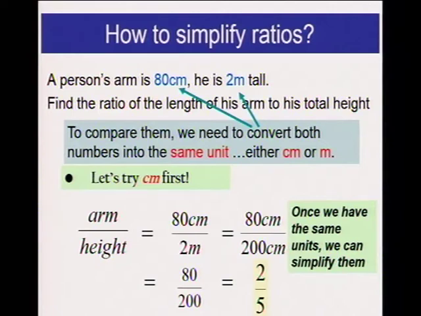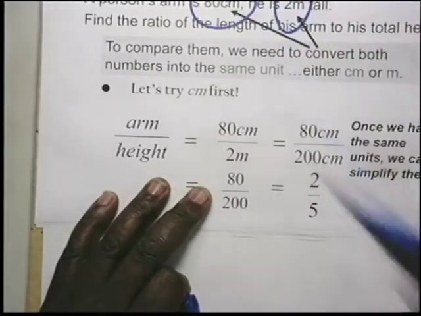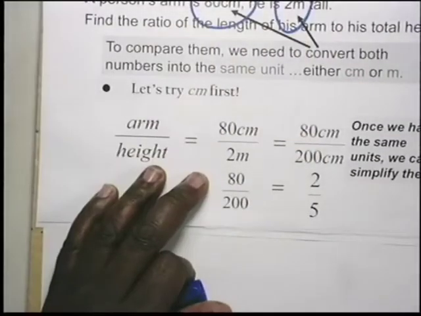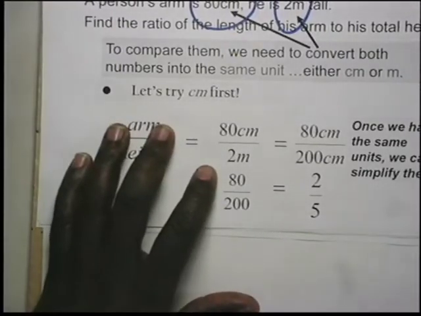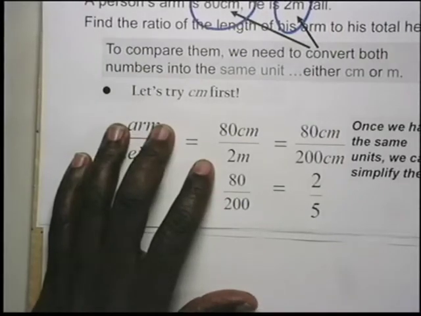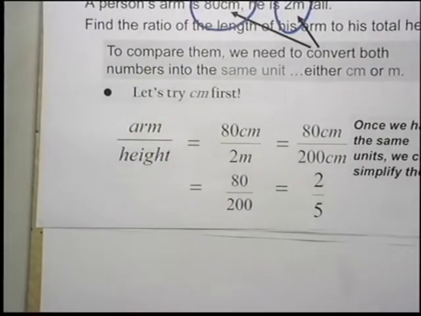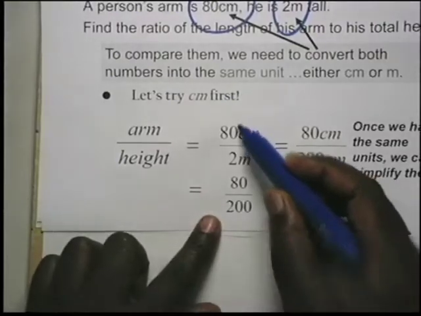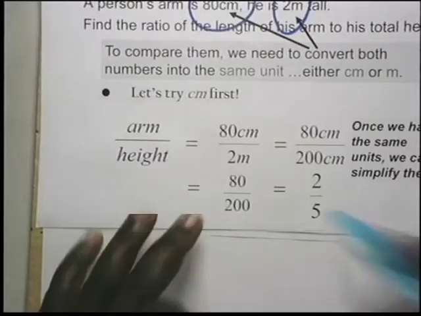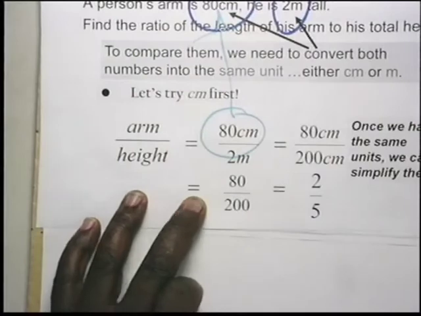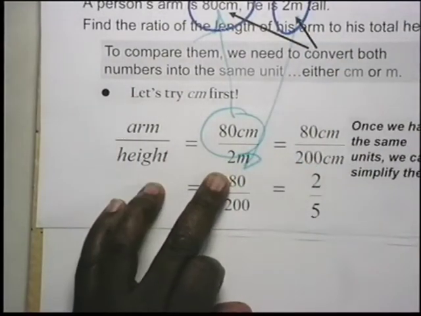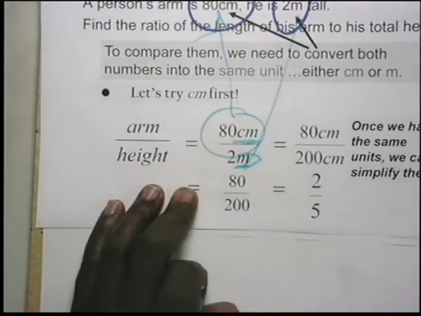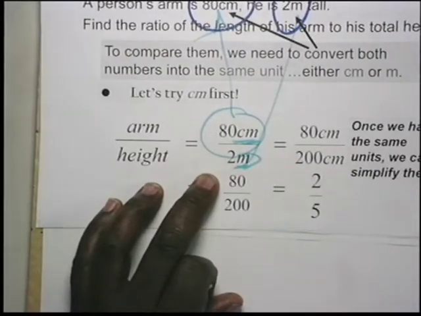Now, to be able to compare or to come up with a ratio, the units of measurement should be the same. You see, we have got 80 centimeters here versus 2 meters. We need to change the units of measurement into a common unit of measurement. There are two ways. We can either change it to centimeters, or we can change everything to meters. Now, let's try the centimeter first. So our ratio here is the ratio of the arm to the height. Here, let me take a highlighter. Our arm's length is 80 centimeters, and the height is 2 meters. But now, here we've got centimeters, and here we've got meters. We need to change these into the same unit of measurement.